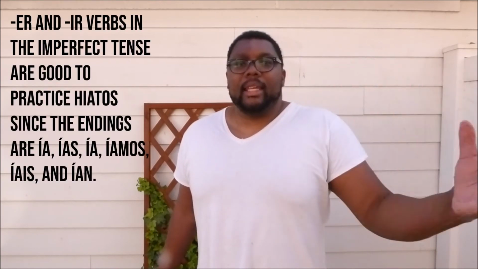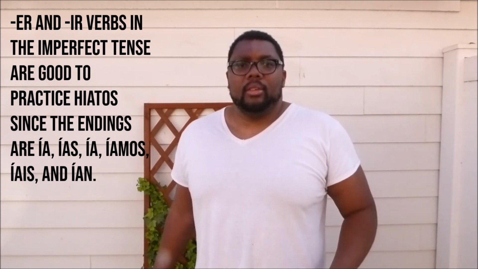And let me talk about ER and IR verbs in the imperfect, because you see a lot of hiatus there, right? Because the ending is typically something like ía or ías. For example, if I had tener and I'm using the imperfect, which is a certain type of past tense, right? We're talking about what you used to do. I might say yo tenía, right? Again, two separate sounds there. Tenía. Okay. Tenías. Teníamos. Tenían.